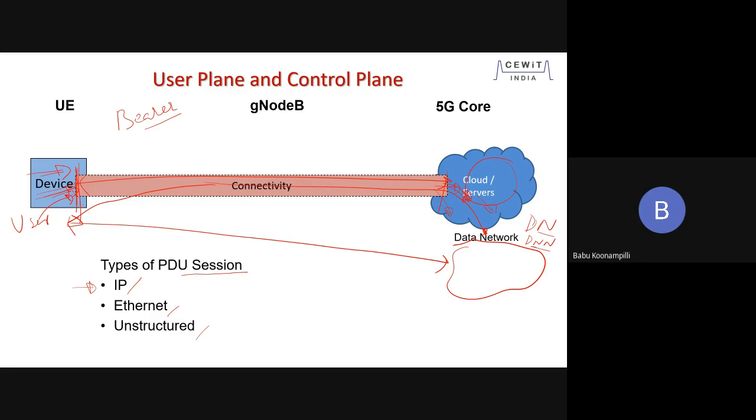Yeah, so it's a good question. Because it has no specific format of protocol, it has to be tunneled.